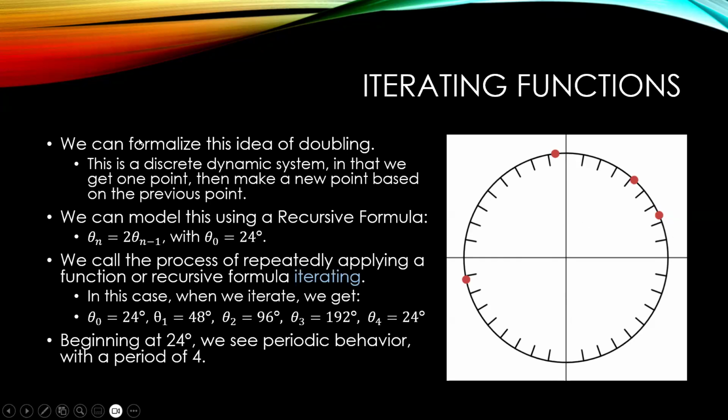If we'd like, we can formalize this idea of doubling. And so this is a discrete dynamical system in that we get one point, then make a new point based on our previous point. We can even use a recursive formula. And so theta sub n is equal to 2 times theta sub n minus 1. And so theta naught, our starting theta, was 24 degrees. Iterating means that we are repeatedly applying this function. And so in doubling it, we got theta sub 1 is 48, theta 2 is 96, then 192, and then 24 again. We could say that beginning at 24 degrees, we see periodic behavior with a period of 4.